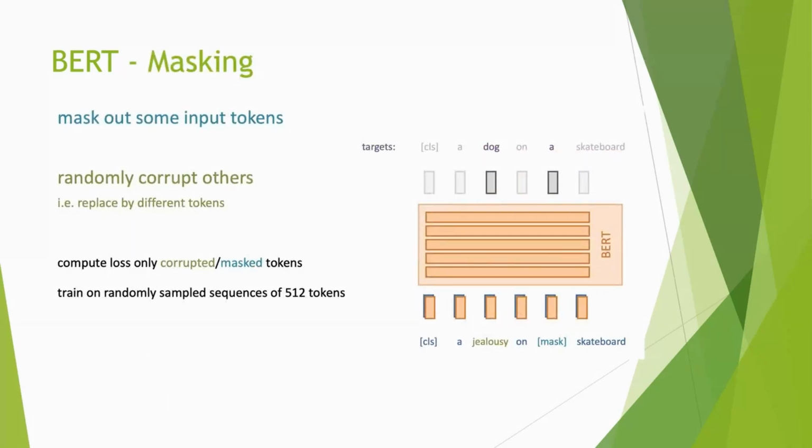So we just want to tell the network, hey, if you see a jealousy on a skateboard, it's a wrong thing. And then we take the word A and just mask it, and later give the network the output as A. So the network will learn that the word jealousy is in the wrong place and the word A, skateboard, is in the right place. So basically it's a self-supervision technique.